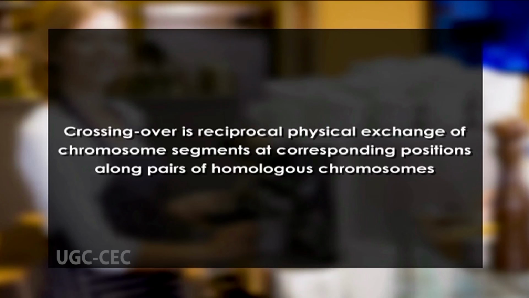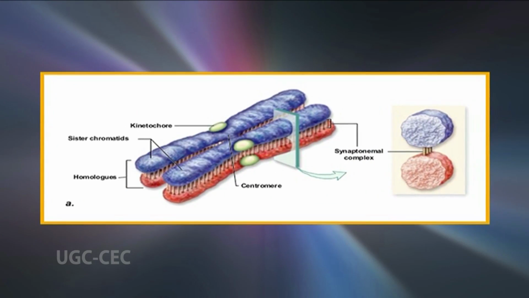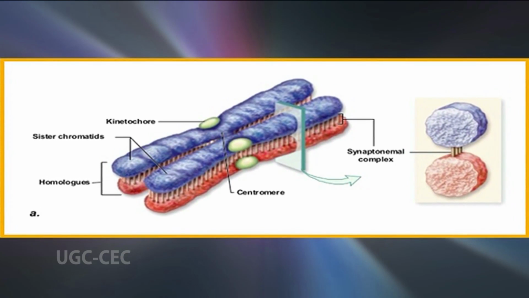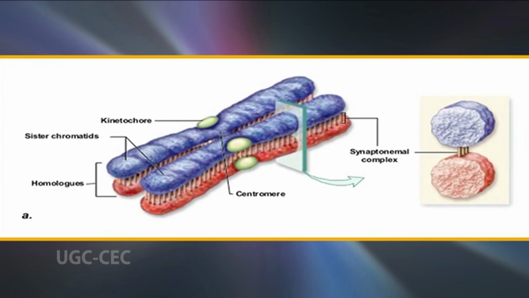Crossing over is the reciprocal physical exchange of chromosome segments at corresponding positions along pairs of homologous chromosomes. The positions at which crossing over occurs along the chromosomes are largely random and vary from one meiosis to another. The physical exchange that occurs in crossing over is facilitated by the alignment of the homologous chromosomes brought about by the synaptonemal complex. If there are genetic differences between the homologues, crossing over can produce new gene combinations in a chromatid. There is usually no loss or addition of genetic material to either chromosome since crossing over involves reciprocal exchanges.